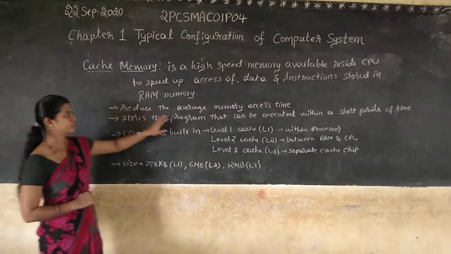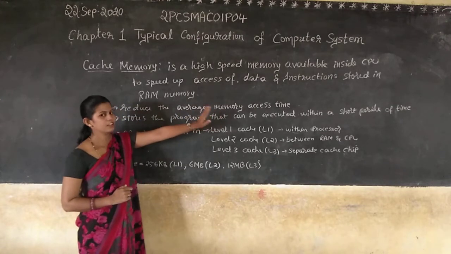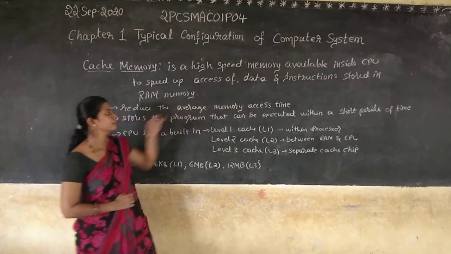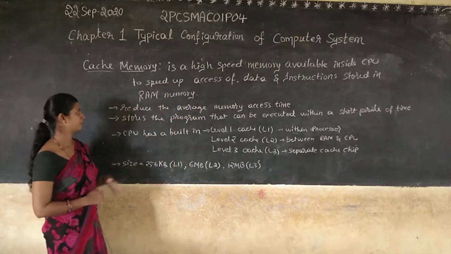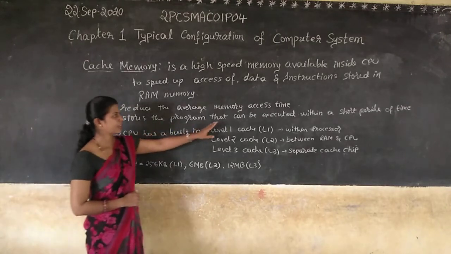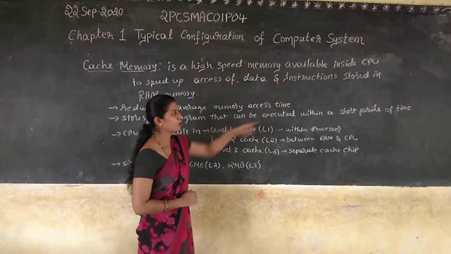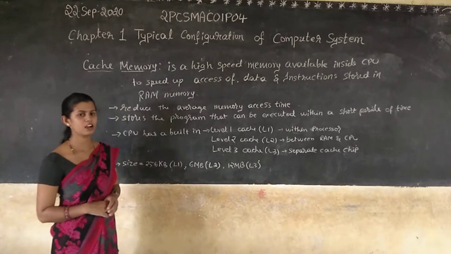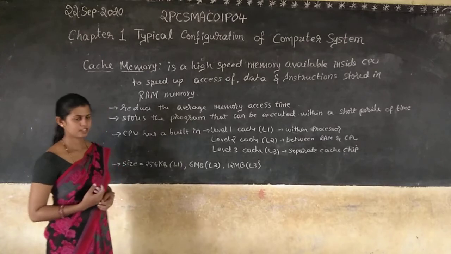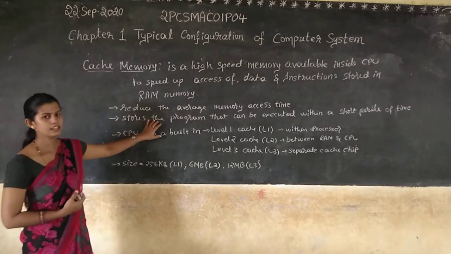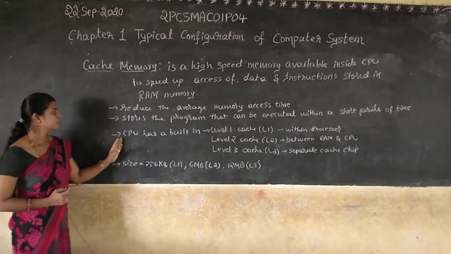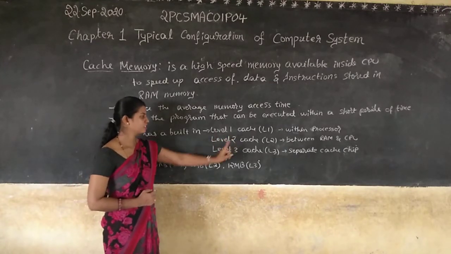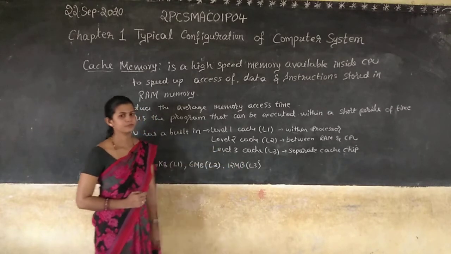So it will reduce the average memory access time. That's why it is said to speed up the access of data and instructions which are stored in the RAM memory. So it stores the program that can be executed within a short period of time. Within a short period, the data or instructions that we use regularly will be stored in the cache memory. The CPU has a built-in level 1 cache, level 2 cache and level 3 cache.